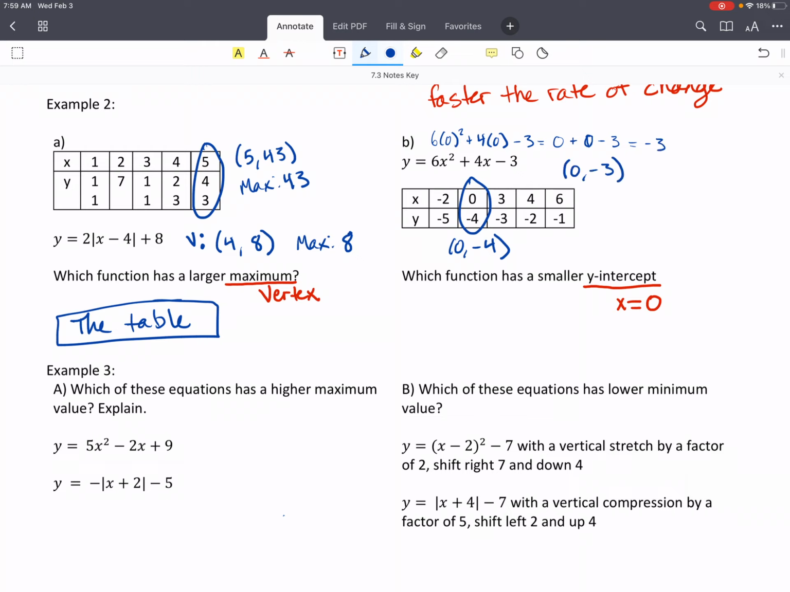So if it wants a smaller y-intercept, because this is negative, -4 is smaller than -3.